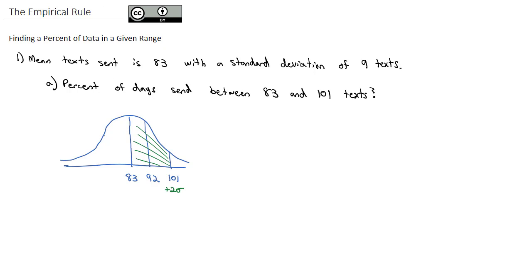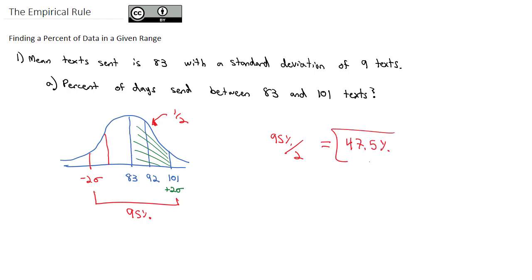Well, we also know that if I go back to -2 standard deviations from the mean, the space between -2 and +2 standard deviations of the mean represents 95% of the data values. But we only want the right side, which is 1/2 of that 95%. So if I take that 95% and cut it in half, what we find is 47.5% of days are sending between 83 and 101 text messages.